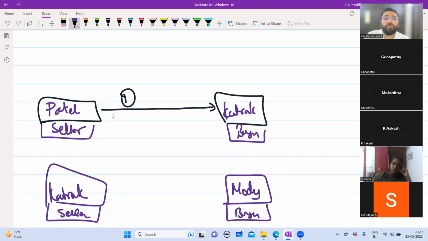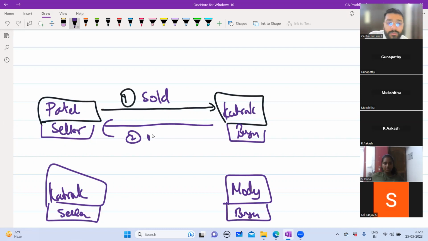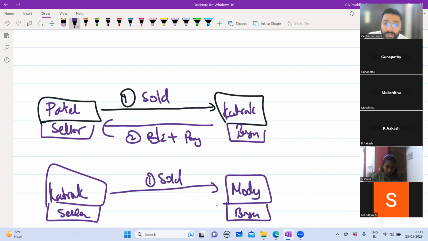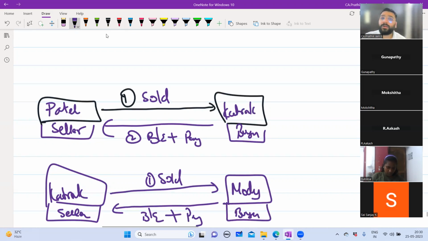So who will make payment to whom? Patel will make payment to Katrak, or Katrak will make payment to Patel? Katrak will make payment to Patel. Patel sold goods to Katrak. So against the bill of exchange, payment has to be done by Katrak to Patel. For Katrak to make the payment, he has to have the money. So he will receive money from whom? Modi. Katrak has sold goods to Modi, and in return, Modi has to pay against the bill of exchange. Okay?